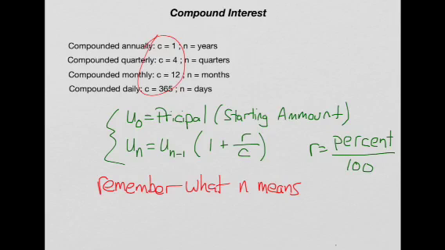The big thing when you are using this is to remember what n means. U sub 1 is not always 1 year. It depends on your rate of compounding. The other thing to remember, and don't forget, is that when we put this r in here, it is the percent as a decimal. So 5% is 0.05. It's not 5. That will mess you up big time.